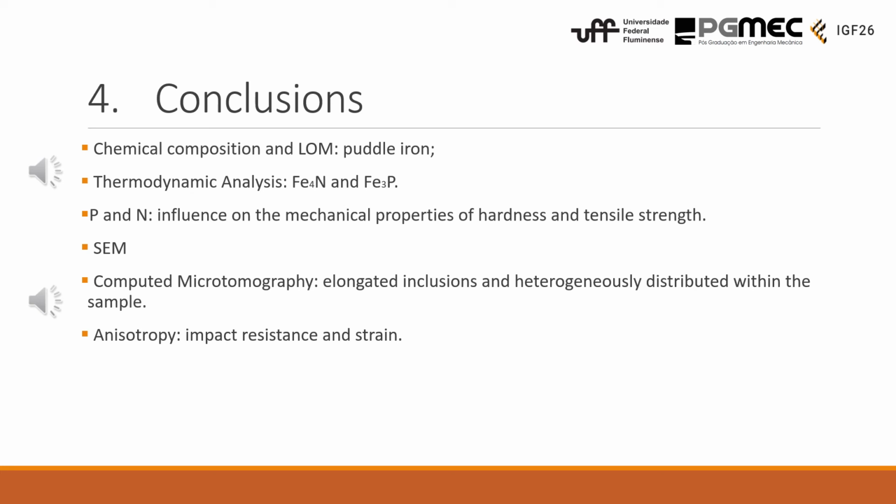Using the scanning electron microscope and the EDS function, we saw that those slag inclusions are again rich in elements like phosphorus and sulfur, which is in accordance with the previous analysis. And finally, with the images obtained by the computed microtomography, we were able to see their non-homogeneous distribution inside the material. And the direction of those inclusions and their distribution has a high impact on the impact resistance of this material and on its strain properties, showing again the high anisotropy of this material.